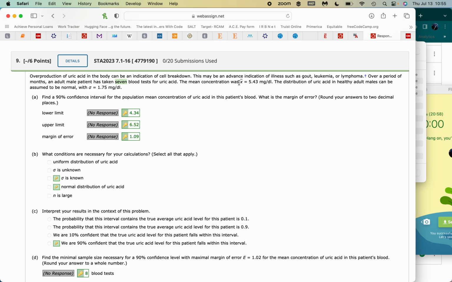The mean concentration is x bar = 5.43, and the distribution can be assumed to be normal with a population standard deviation of 1.75. Because we're given a population standard deviation of 1.75 and the underlying distribution is normal, any sample size, including a sample of 7, should be good enough. And so that's to find the confidence interval. We simply go into the calculator.